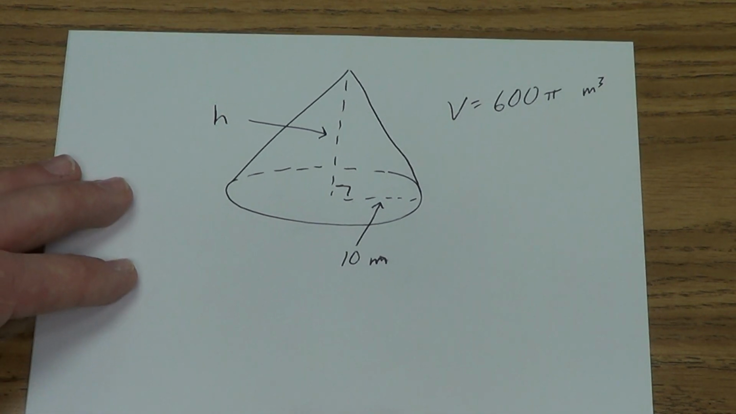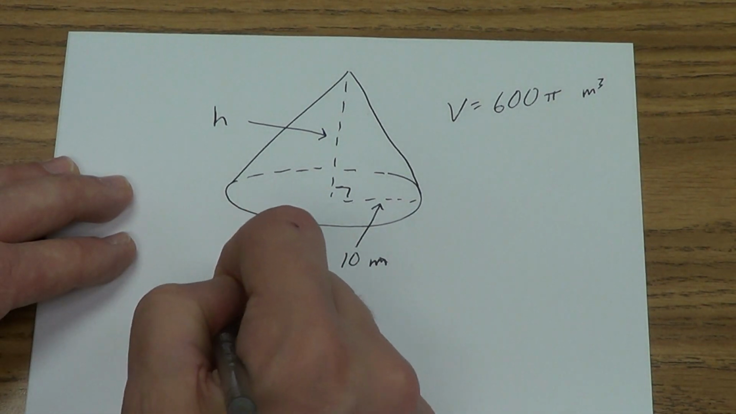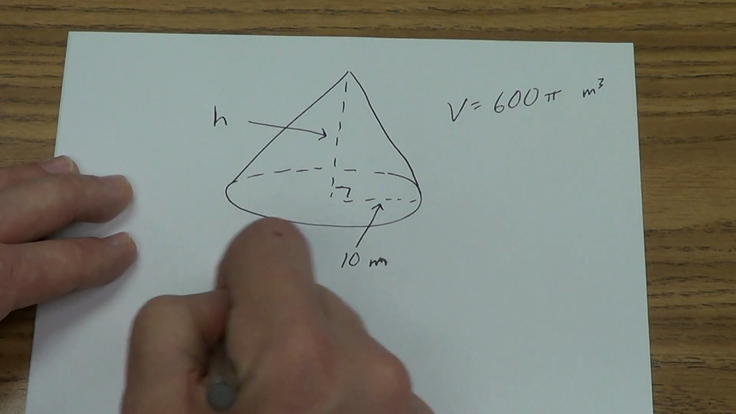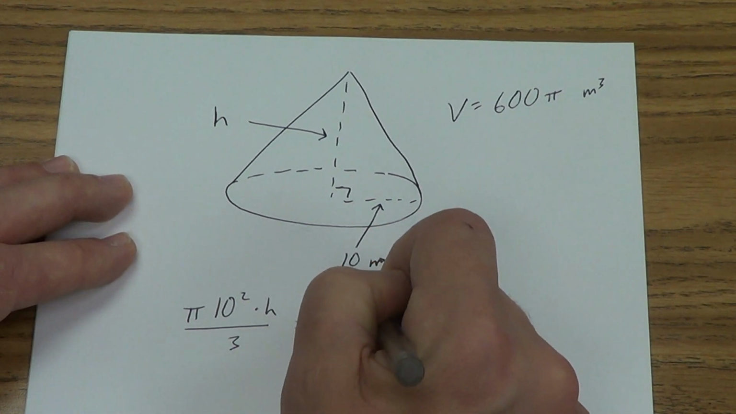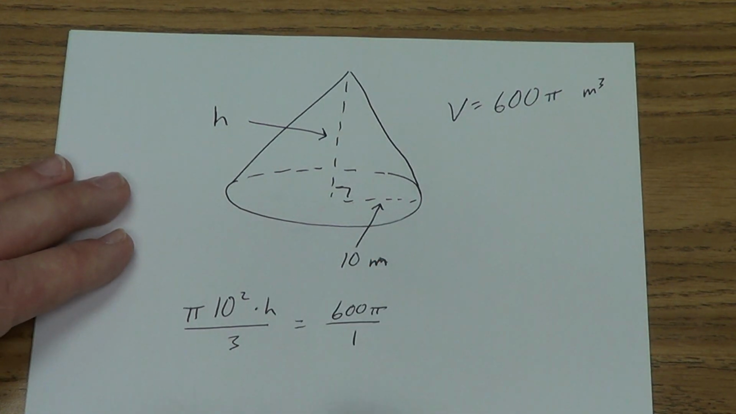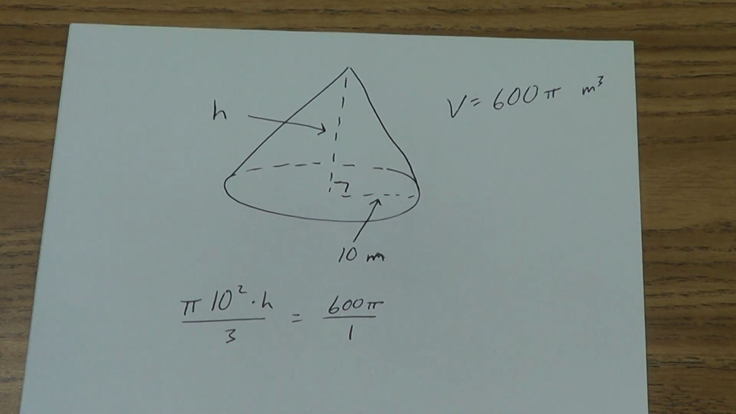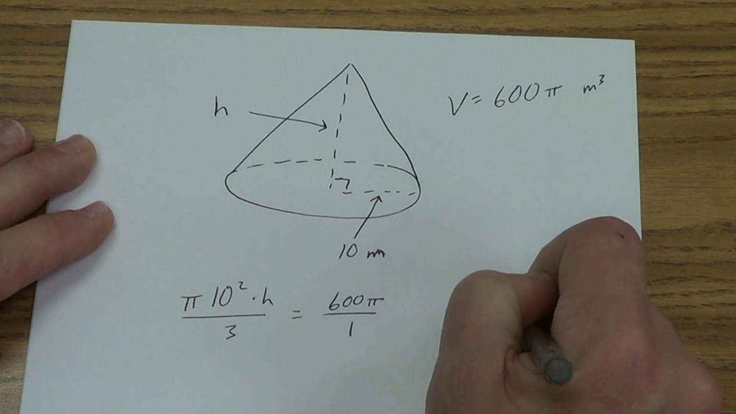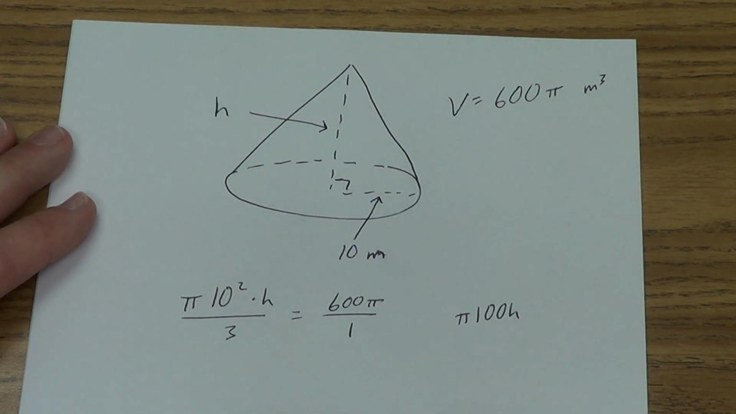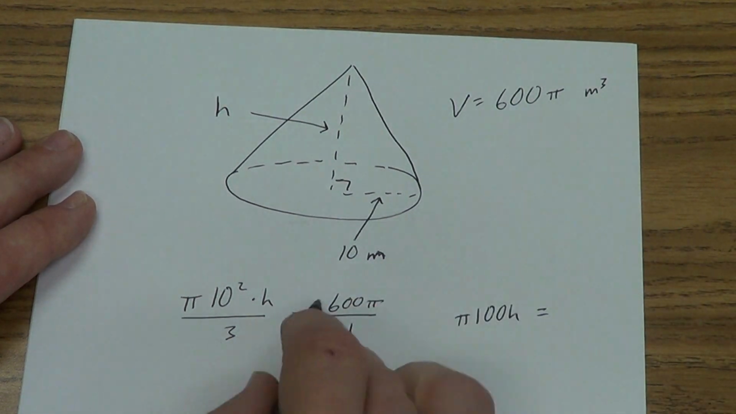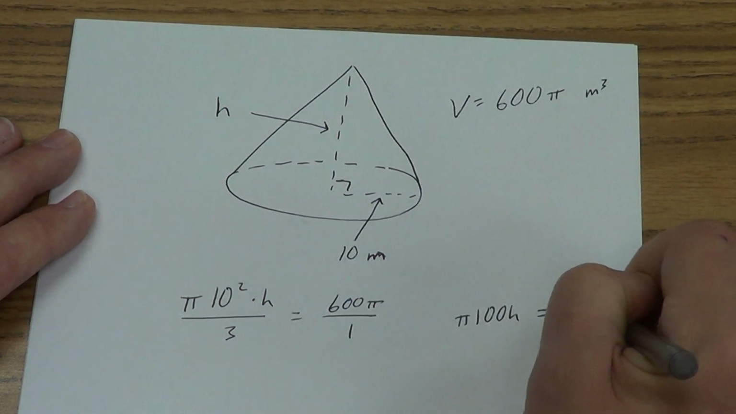Let's do some math. Let's set up our formula. Pi times my radius squared times my height all over 3 equals 600 pi, which is over 1. We can always put this over 1 if we want. The reason I like to do that is now we can cross multiply really easy. So pi 10 squared, that's 100, times the h, times the 1 doesn't change any of that. So I have pi 100 h. If you want to put 100 pi first and then the h, that's fine. Equals 600 times 3 is 1800 pi.